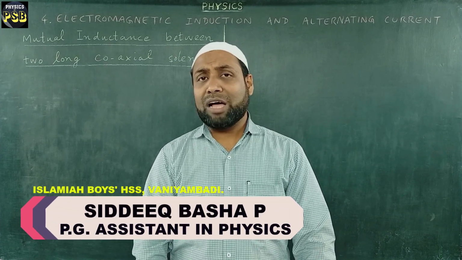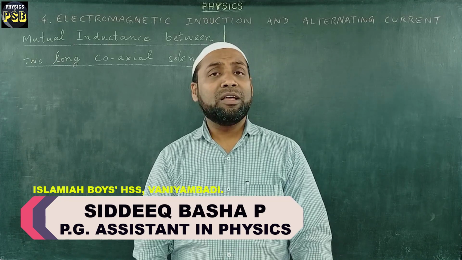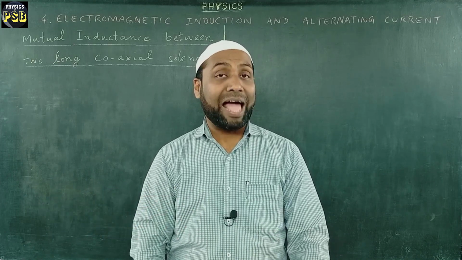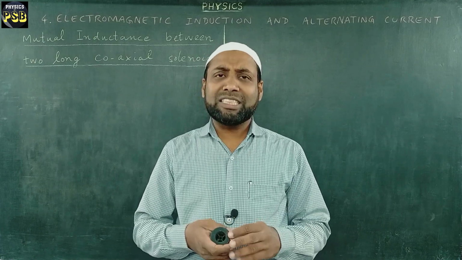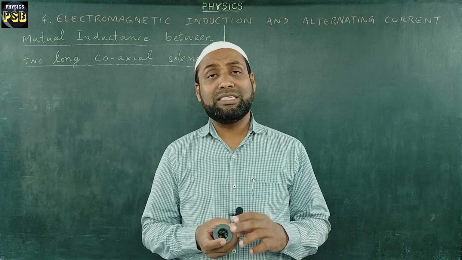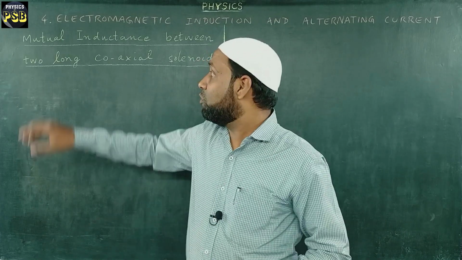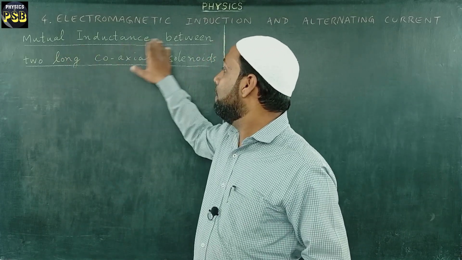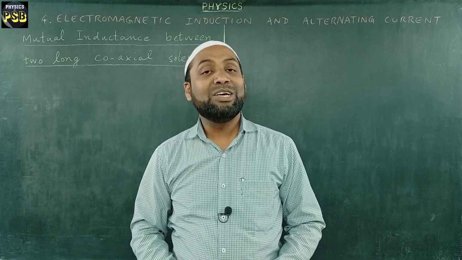We know a long, closely wound helical coil is referred to as a solenoid. When we pass current through a solenoid, it produces a uniform magnetic field along its axis. The coils that I hold in my hand are nothing but solenoids. In this video, we are going to get the expression for mutual inductance between two long coaxial solenoids.